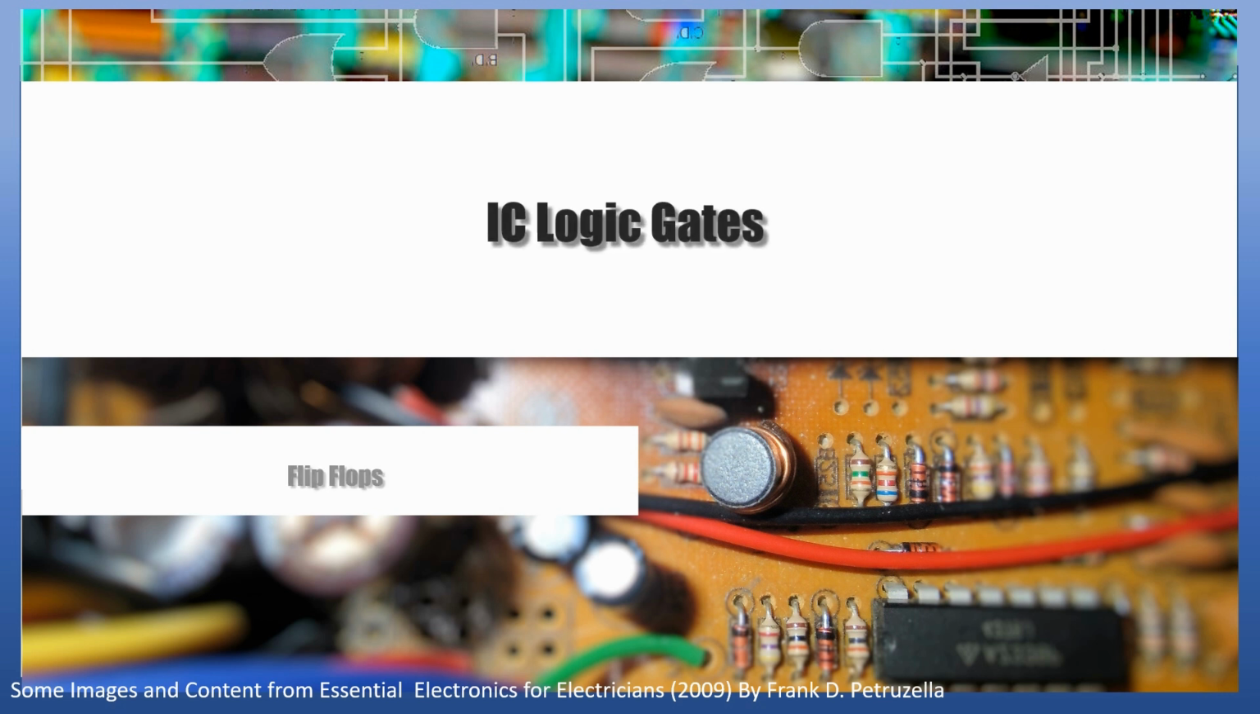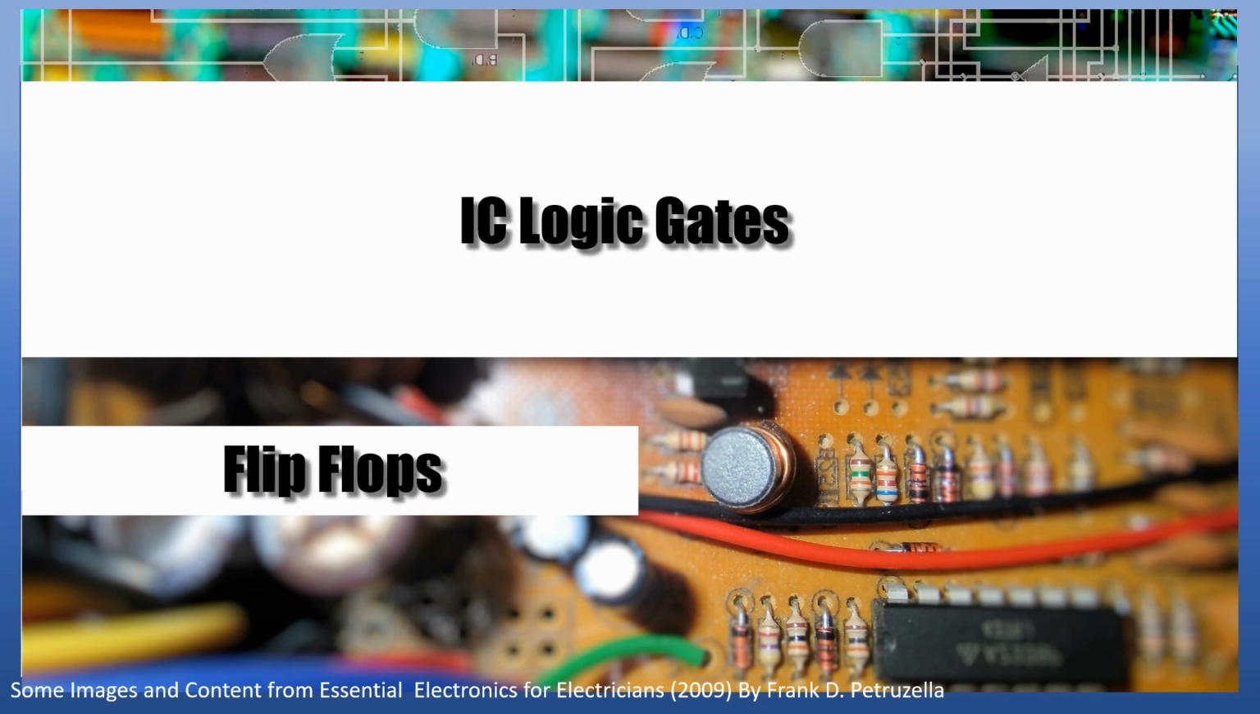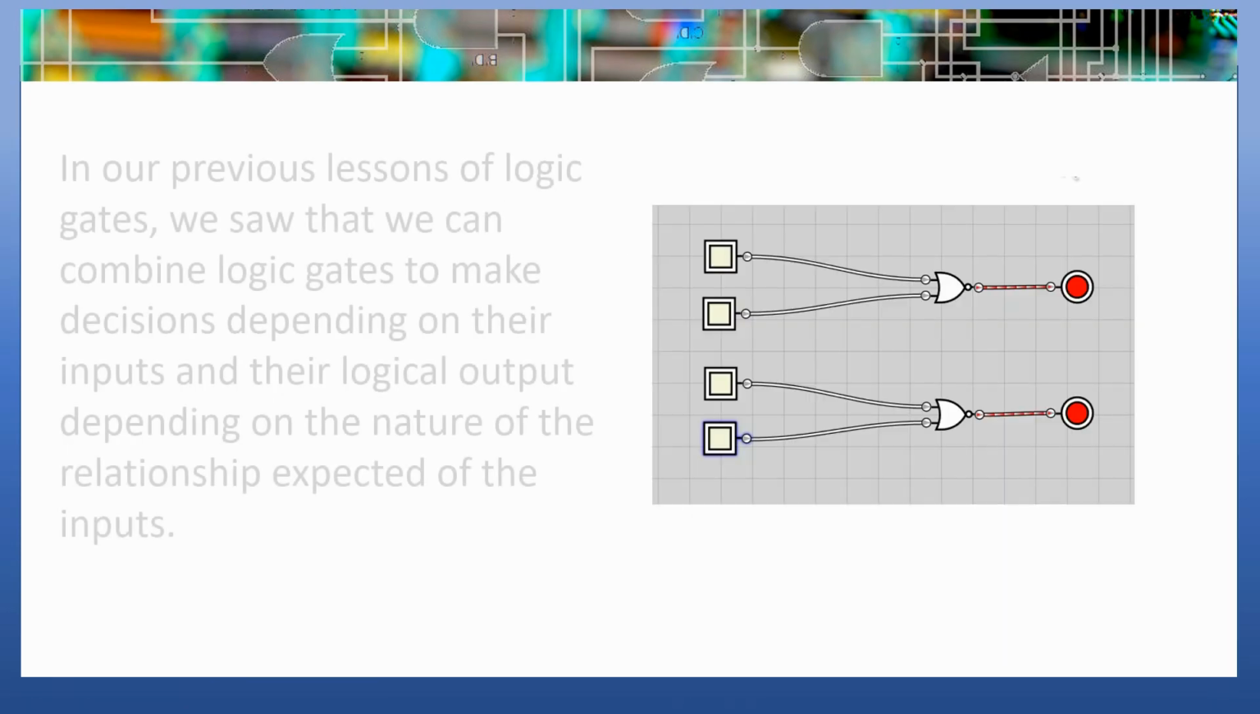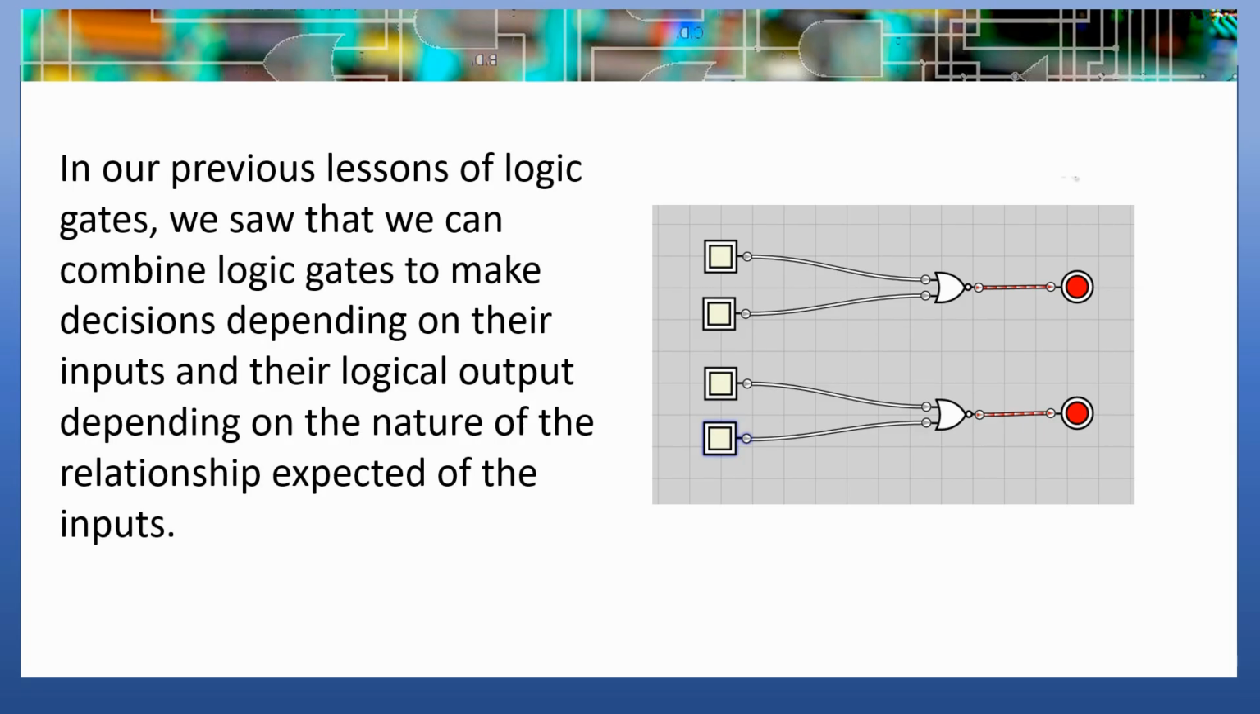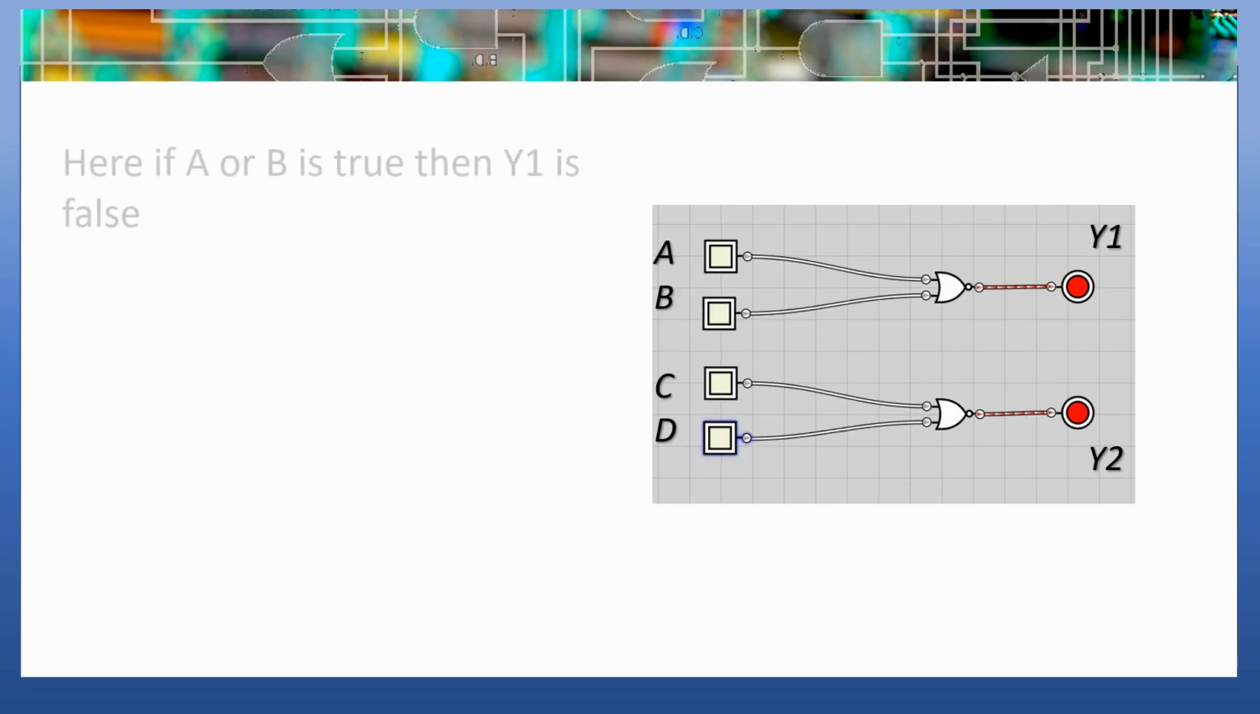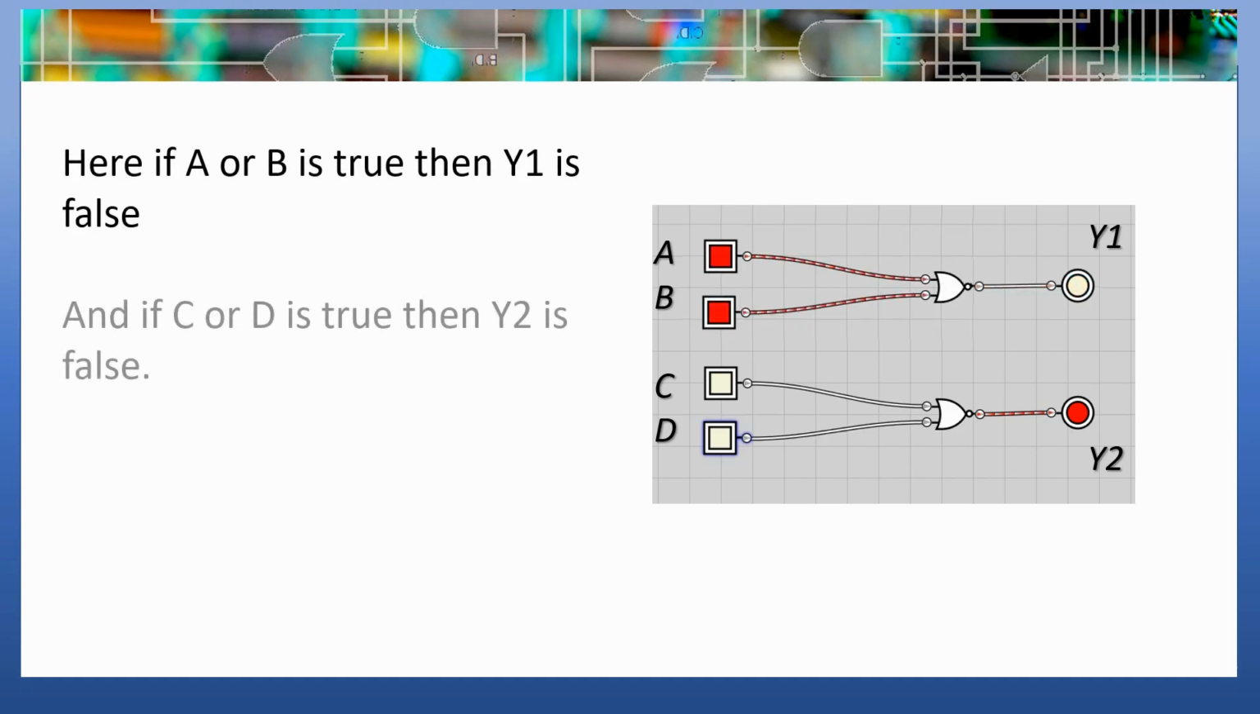In our continued study of integrated circuit chips, we're looking at logic gate flip-flops. In our previous lessons of logic gates, we saw that we can combine logic gates to make decisions depending on their inputs and their logical outputs depending on the nature of the relationship of the expected inputs. To review, here if A or B is true, then Y1 is false. And if C or D is true, then Y2 is false.